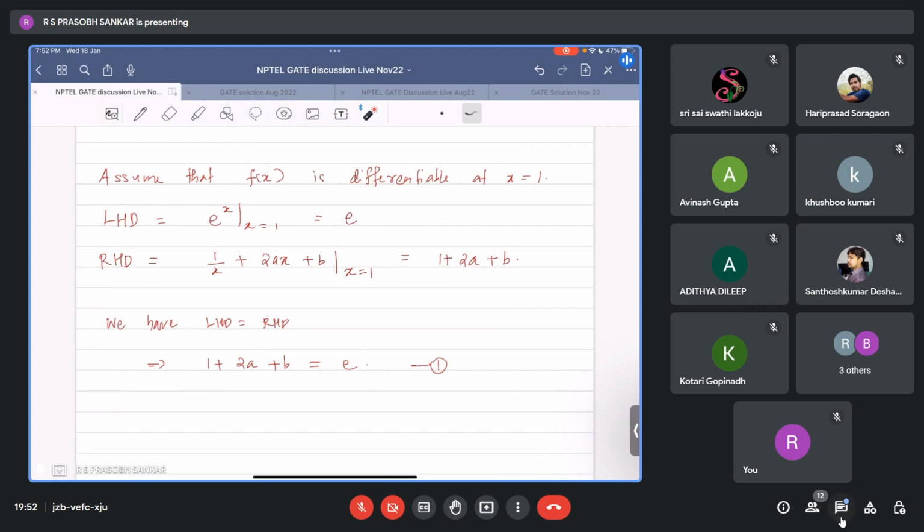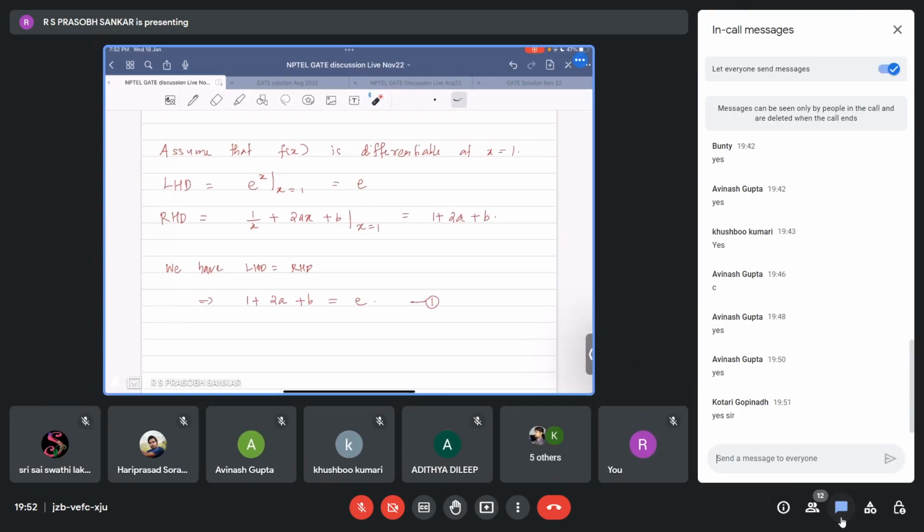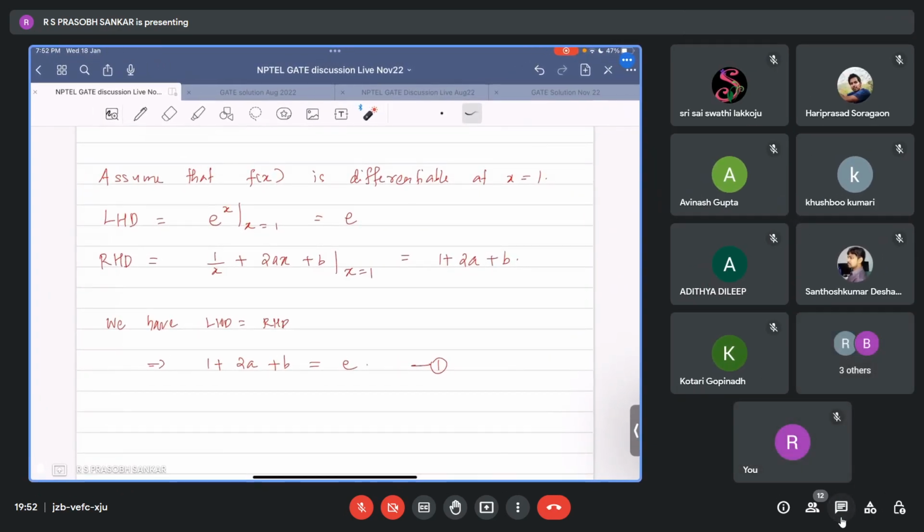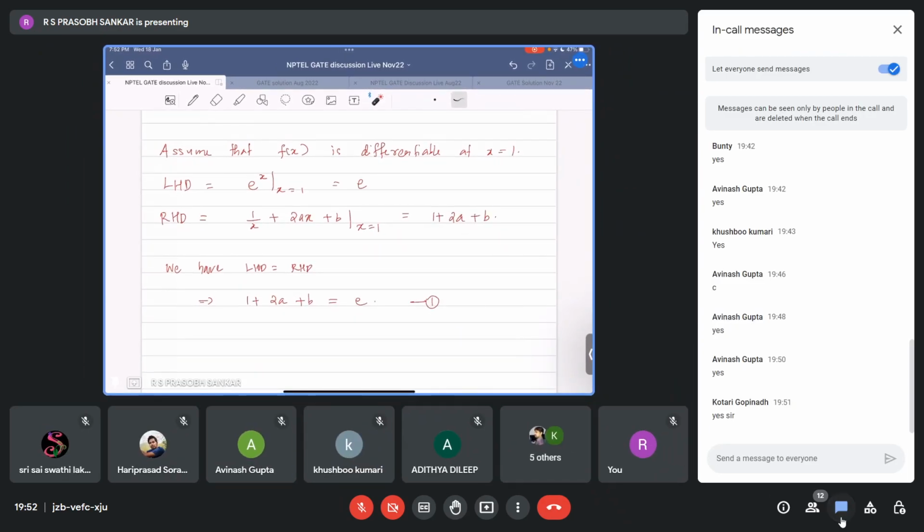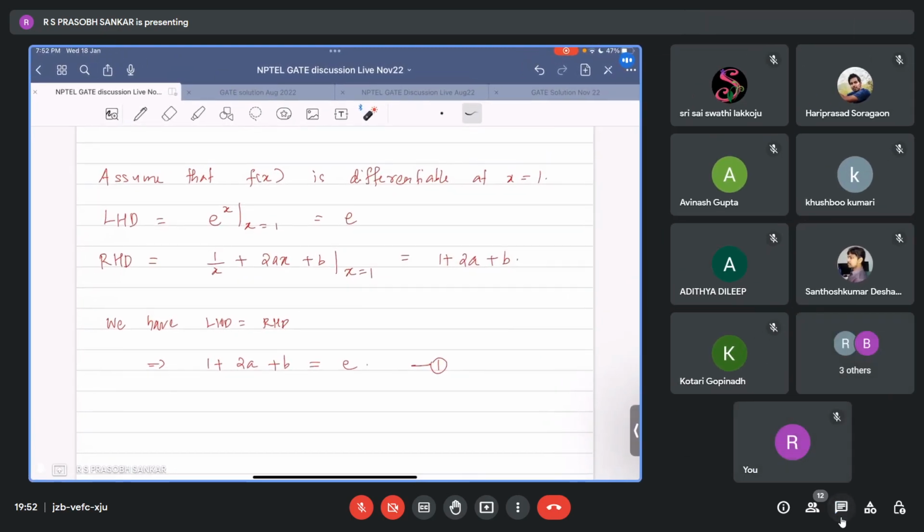We need to have the left hand derivative to be same as the right hand derivative. So once we compute the LHD and RHD, we found out that if the function has to be differentiable at x equal to 1, we need to have e equal to 1 plus 2a plus b. That's clear, right? Should I continue? Okay, thanks. So this much is done.